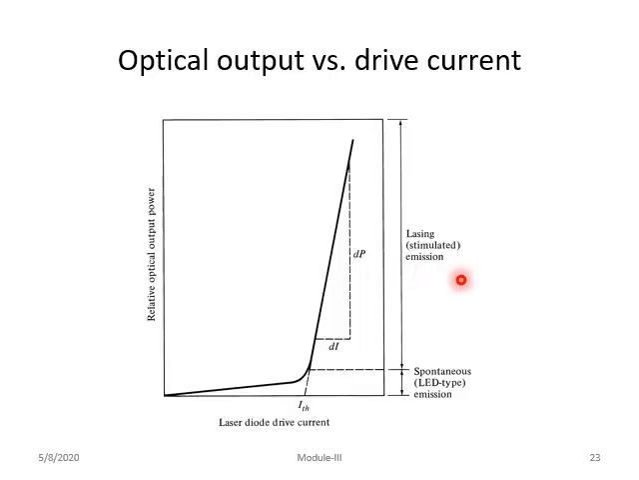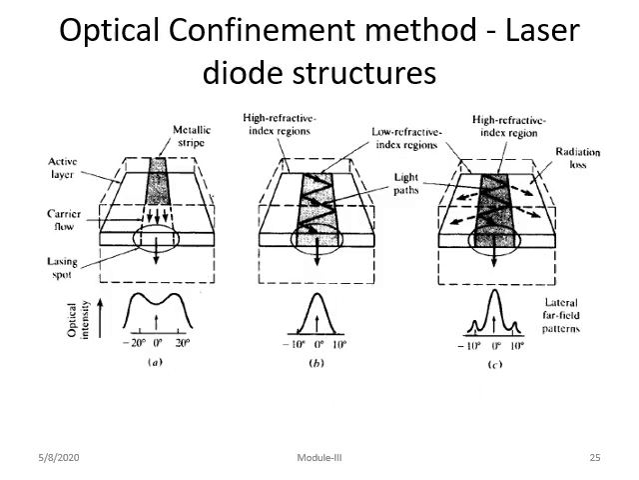This is the optical output versus current, showing how the output power varies with the current. At one particular point, the LED-type emission is more, and then stimulated emission becomes more dominant compared to the LED's spontaneous emission. So the current will be quite less compared to the LED.